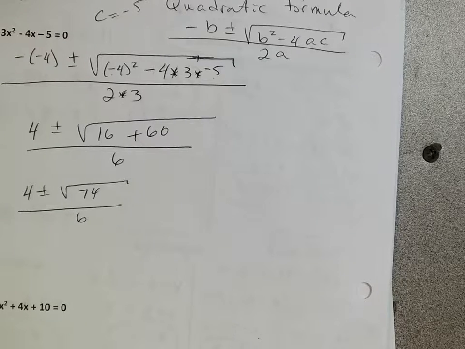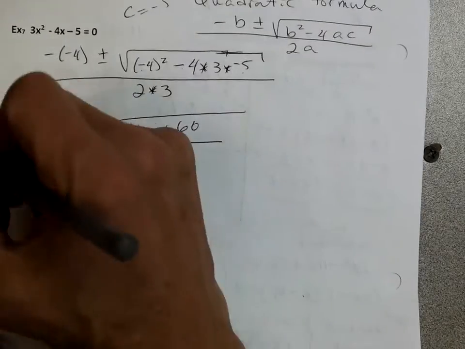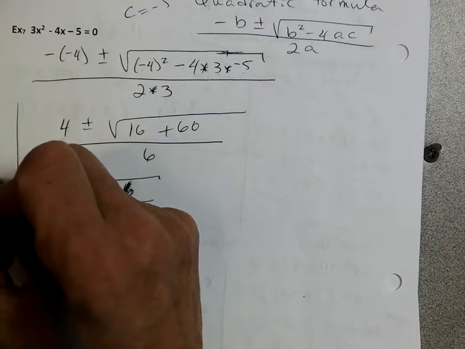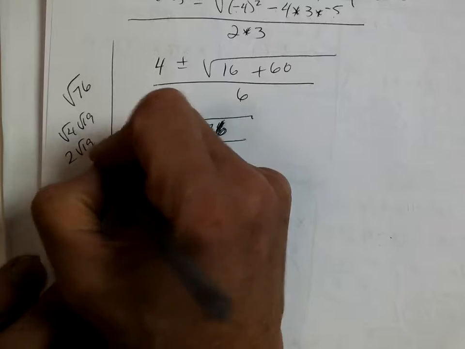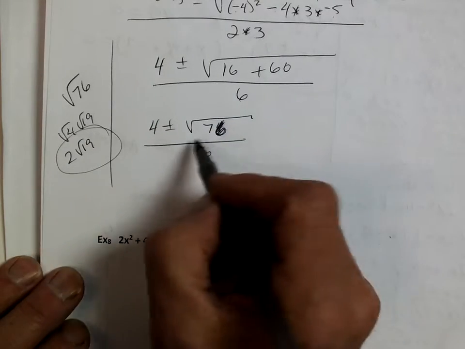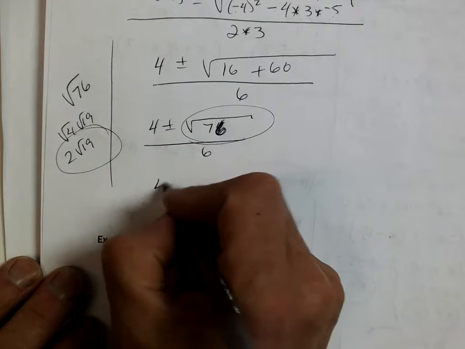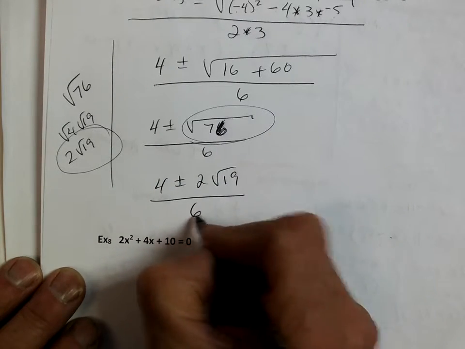74. Can 74 be broken down? I don't know. Isn't it 76? Yeah, 76. My bad. Thank you. There I go again. Oh, I can do at least 4 and 19. So, as a little side note, the square root of 76 is the same thing as the square root of 4 times the square root of 19, which is 2 square roots of 19. So I'm going to replace the square root of 76 with 2 square roots of 19. So I can break this down into 4 plus or minus 2 square roots of 19 over 6.